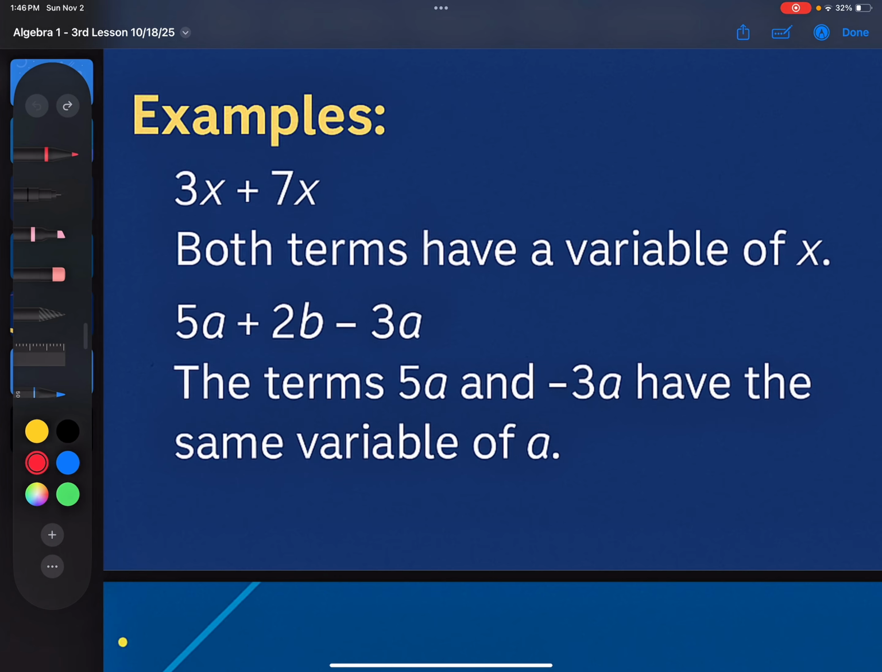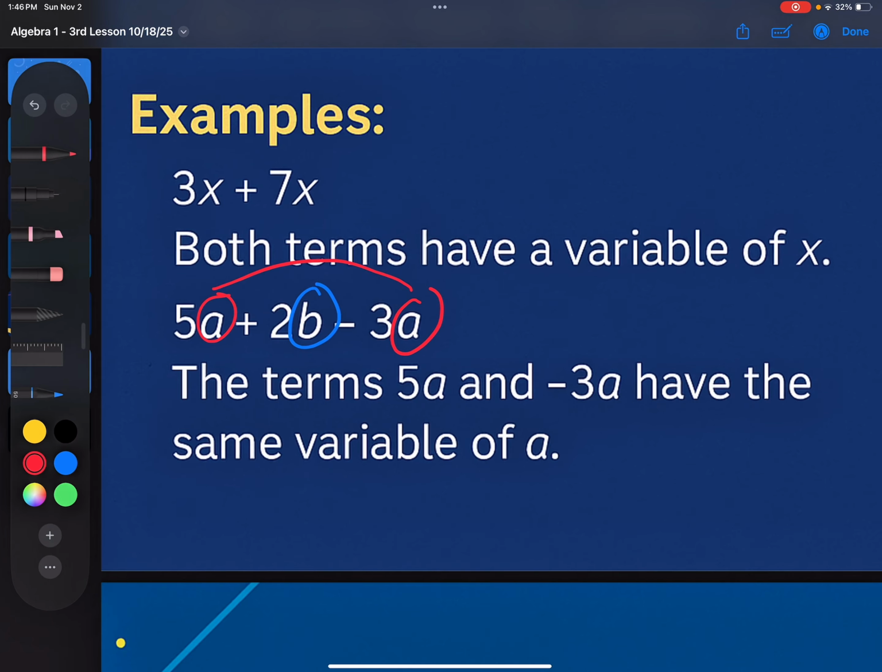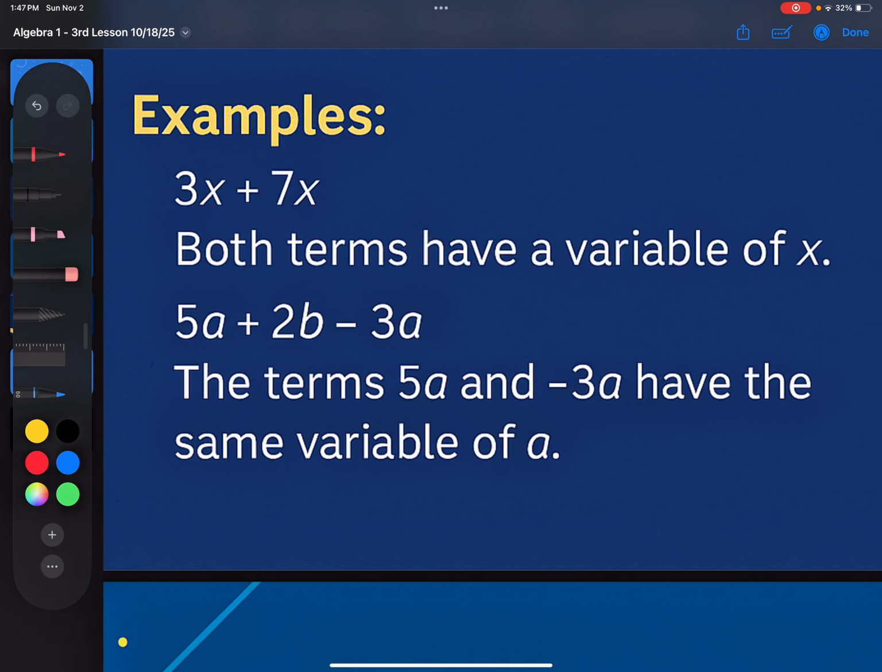The second example is 5a plus 2b minus 3a. If you notice, we have two a terms and one b term. So we can only add up the terms that have the same variable. 5 minus 3 is 2, so it would be 2a plus 2b. We leave the 2b the same because there isn't any other term that has the same variable as 2b. The terms 5a and negative 3a have the same variable a, which means we can add them together.